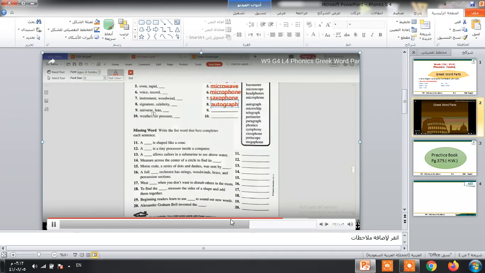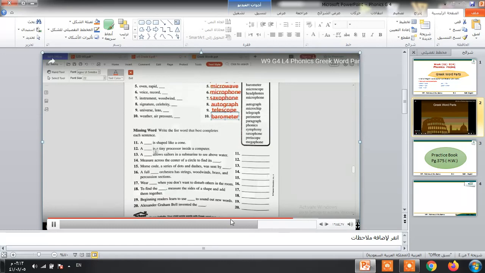Now, number 9, universe and lens. Lens, or the glasses used to enlarge objects, and it has to do with the universe and planets. So which word is it? It's a telescope, to see far objects like the stars in the universe. Weather and air pressure. Do you remember the device that looks like a compass and we use to measure the pressure? It's a barometer. Correct. Barometer is used to measure the air pressure.